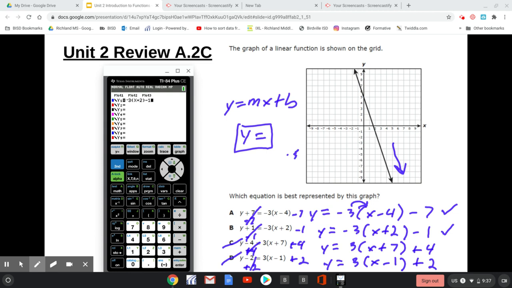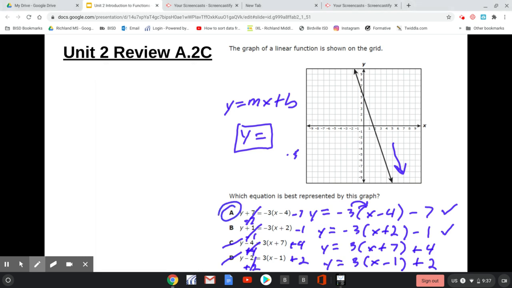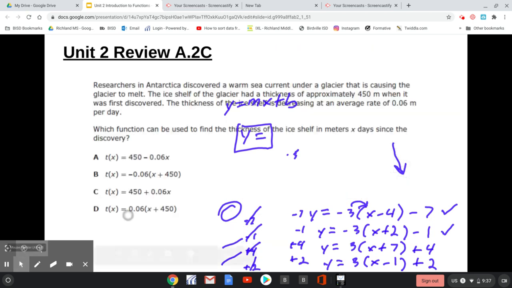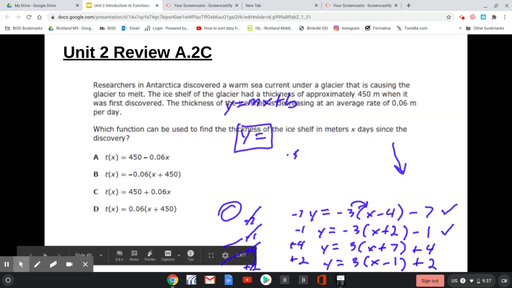I'm going to hit graph, and I can see that looks nothing like my graph. So I know my answer is A. Let's look at the next one.